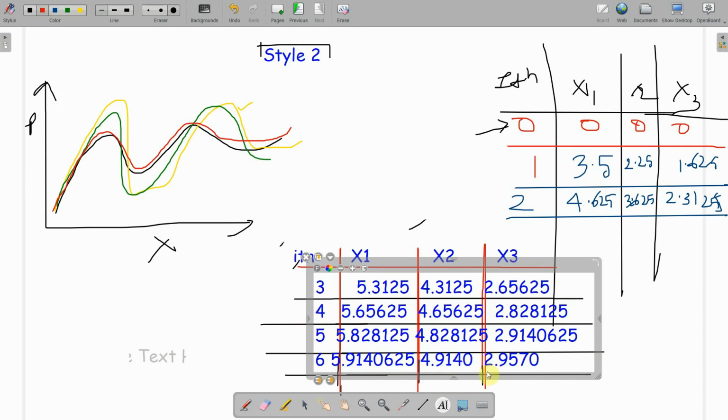So the result is coming around 2.9570. Okay, to the seventh iteration. So you can do the 1000 iterations with this also. Yes. So for x1, 5.95703, seventh iteration. Is it for the 7th iteration or 6th iteration? Yes, sir, seven, seven plus, sir.